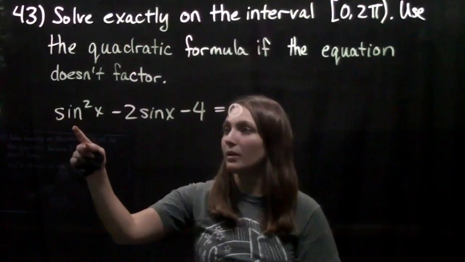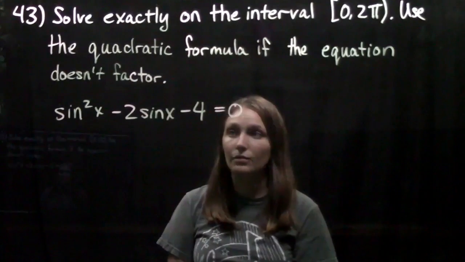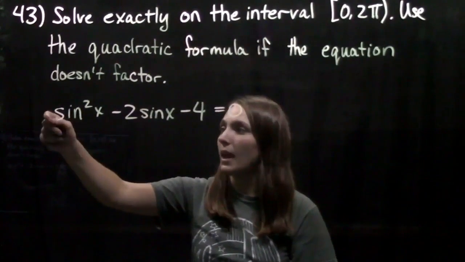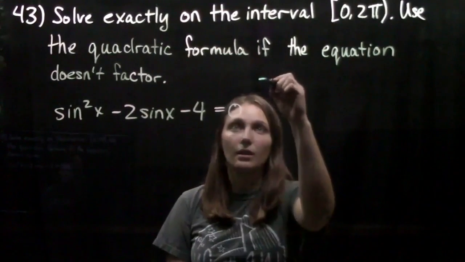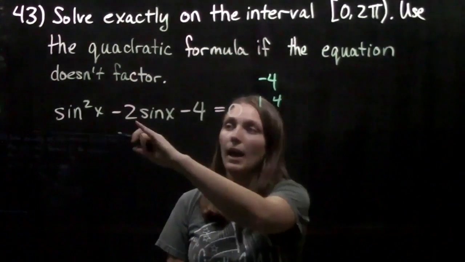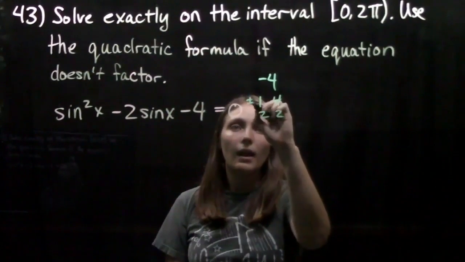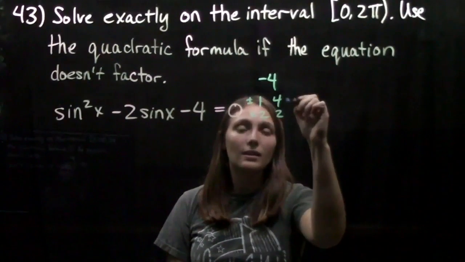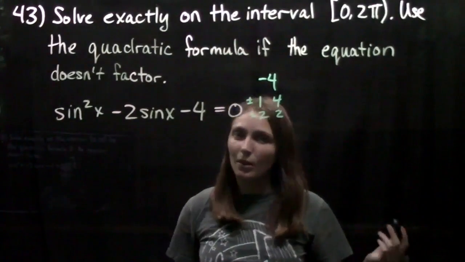We're given sine squared of x minus 2 sine of x minus 4. So the first thing we want to do is try and factor it. So we multiply this a term times this c term. We get 1 times negative 4 is negative 4. And we want to find factors of negative 4 that are going to add up to negative 2. And when we look at the factors, we notice that none of these factors are going to add up to negative 2, so we can't factor. So that means we need the quadratic formula.